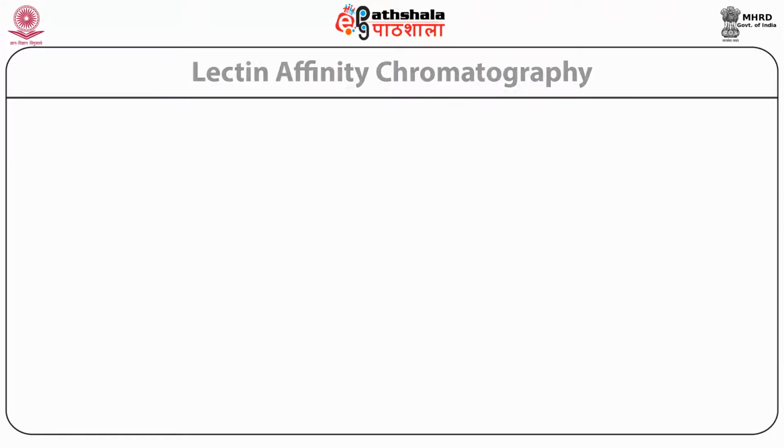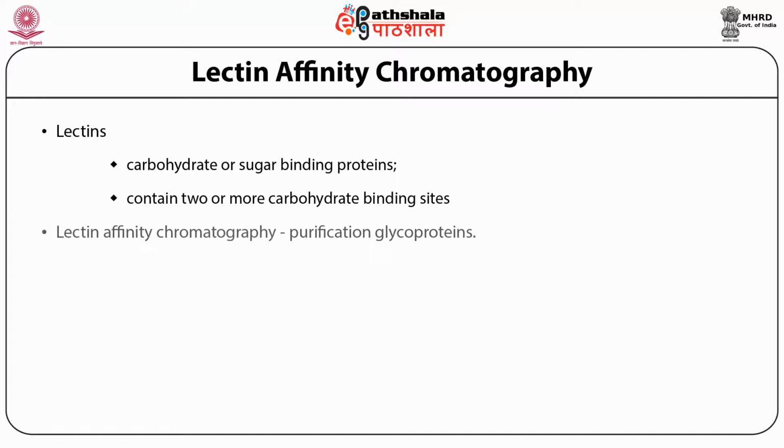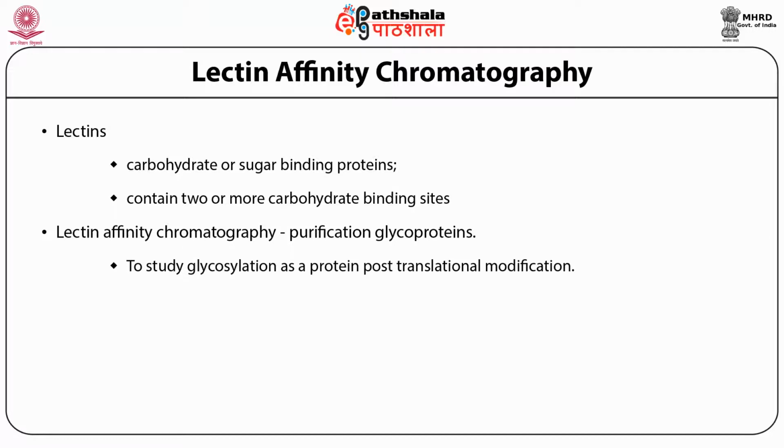Lectins are carbohydrate or sugar binding proteins, usually containing 2 or more carbohydrate binding sites. Lectin affinity chromatography uses this sugar binding property to purify glycoproteins. It is a powerful method for studying post-translational modifications in protein, specifically glycosylation.